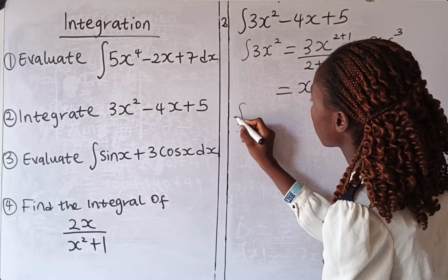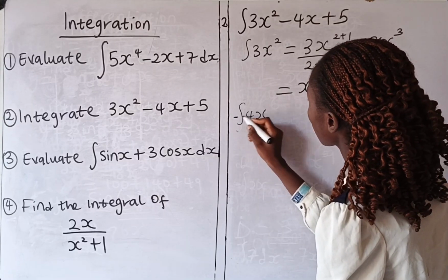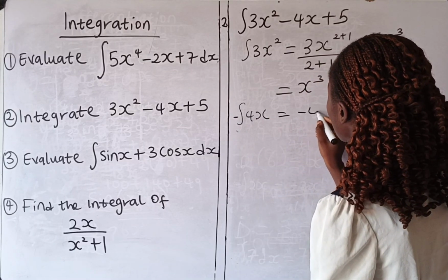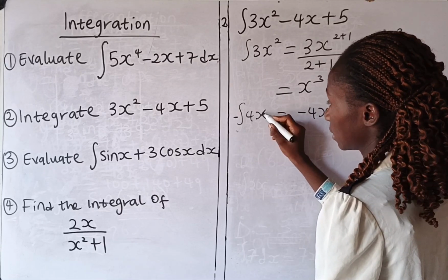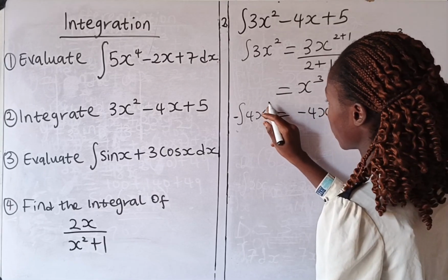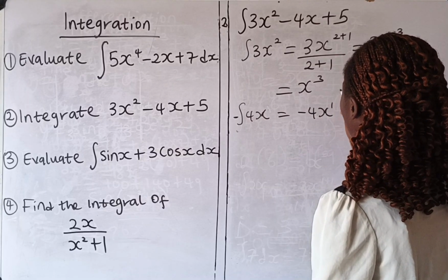Integral of minus 4x. So what do we have? It is minus 4. This is a power of 1 because if you multiply this, it still gives you x. So this is a power of 1. So we're going to add 1 to it.